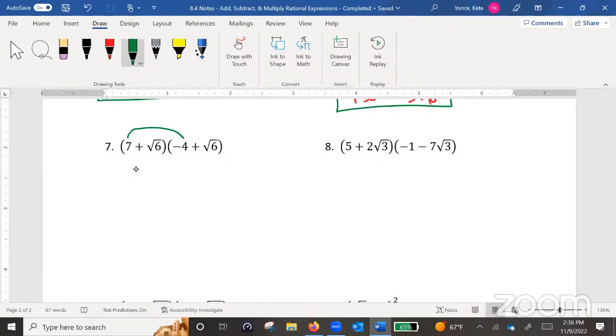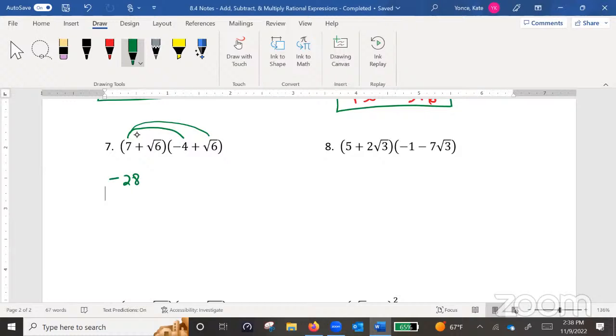Give you enough time if we start? What'd you get when you did first times first? -28. Everybody good with that? Okay, outside. Yeah, so we can't say 42 because the 7 is not in the radical and the square root of 6 is. So remember, it's kind of like a coefficient and a variable.